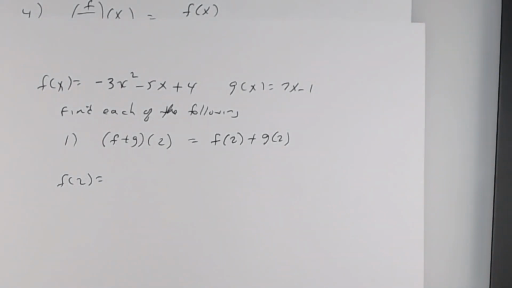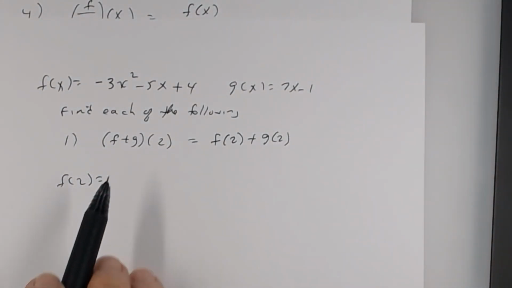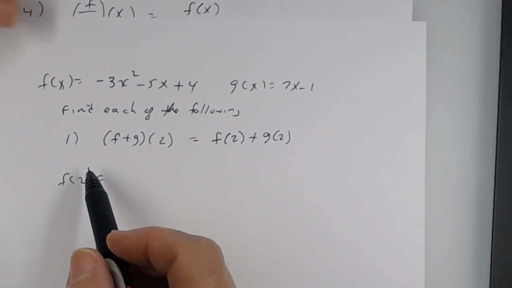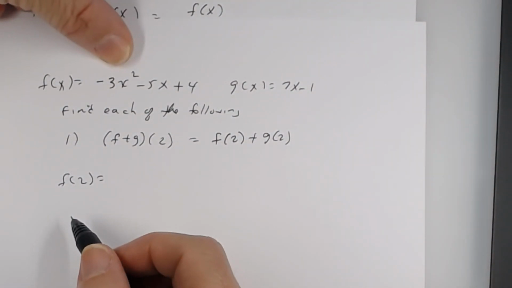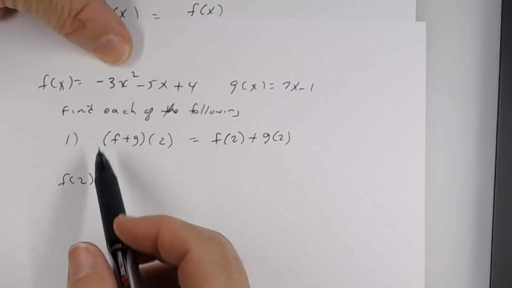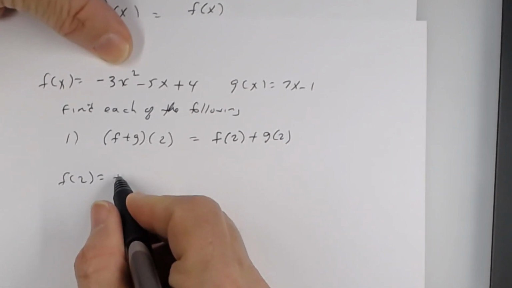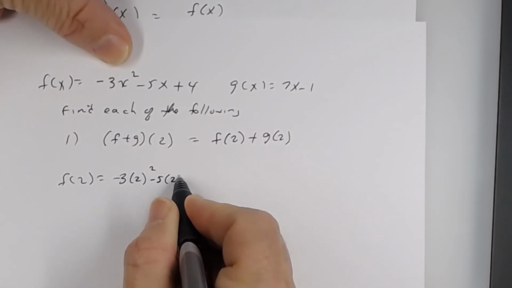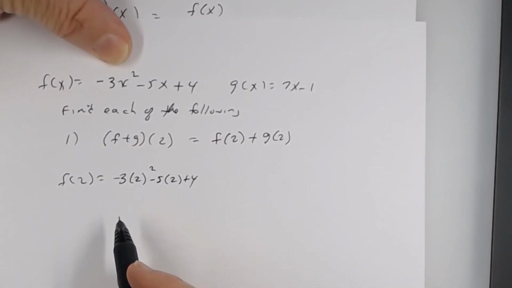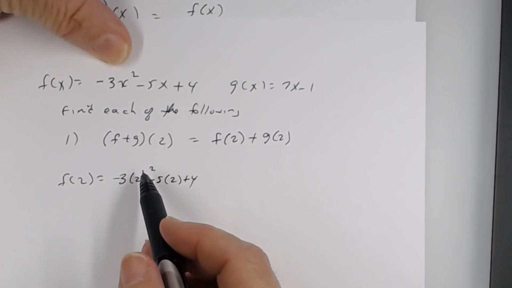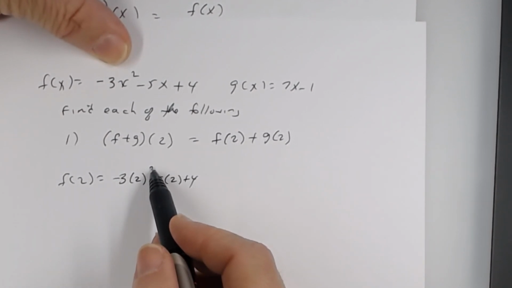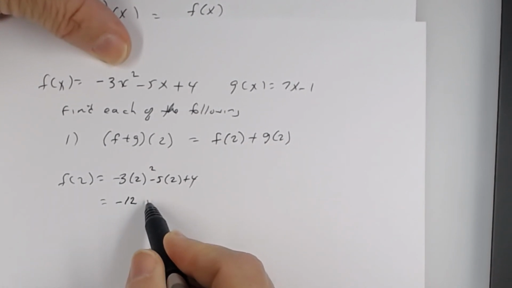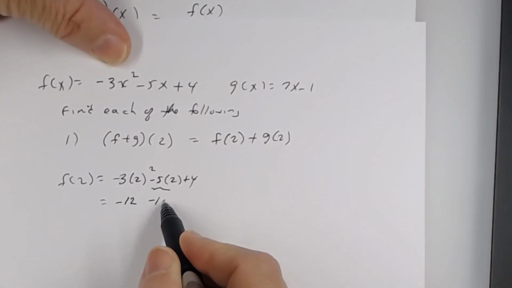So f of 2 says this. I go to which function now? F. So I'm just doing the work off to the side. I go to my function f, which is this quadratic function. And where we see the variable x, what do I plug in? 2. So I get negative 3 times 2 squared minus 5 times 2 plus 4. Then using the order of operations, I'm going to square first. What's 2 squared? 4. And what's 4 times negative 3? Negative 12, and then that's going to be minus 10, right?